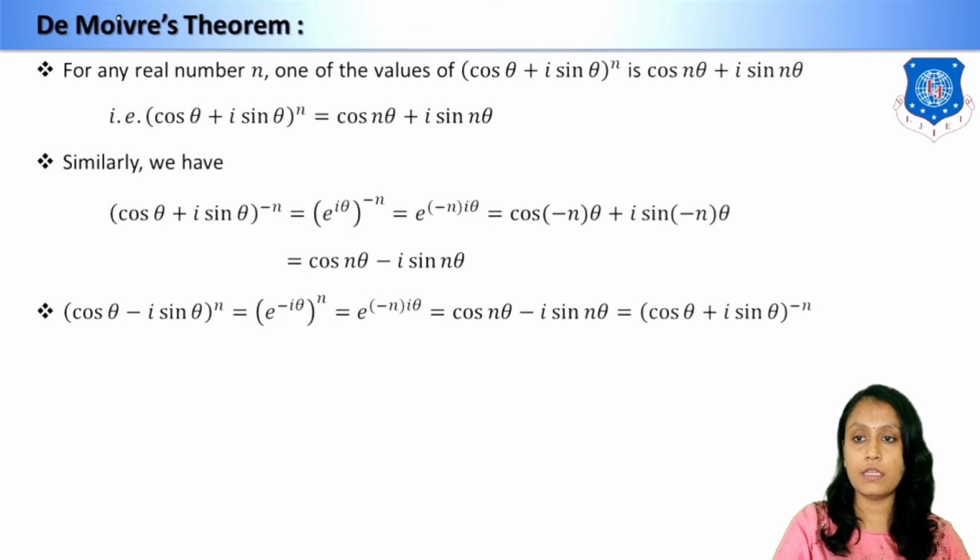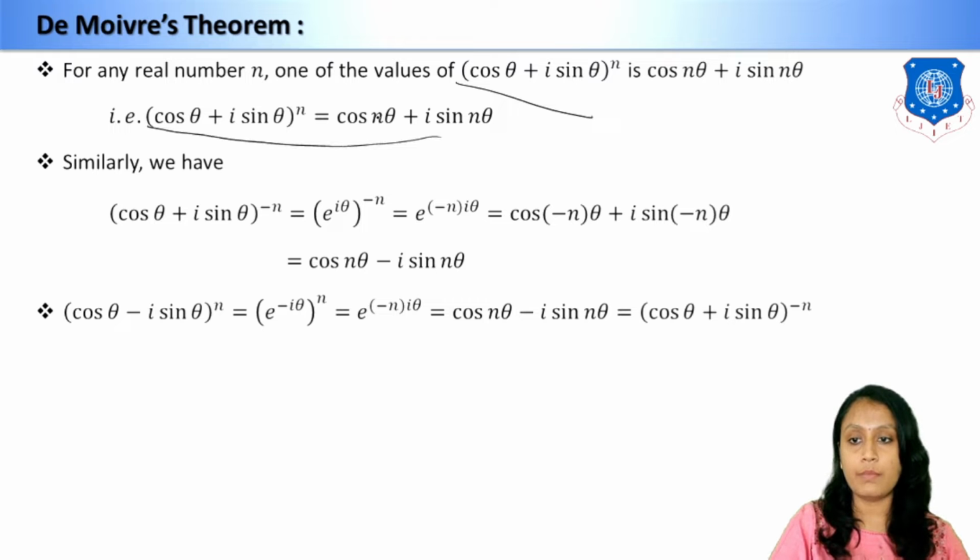So the first one is de Moivre's theorem. For any real number n, one of the values of (cos theta + i sin theta) whole raised to n is cos n theta + i sin n theta. Okay, that is, (cos theta + i sin theta) whole raised to n is written as cos n theta + i sin n theta. So this we have to remember.